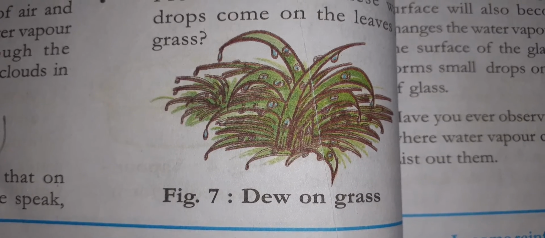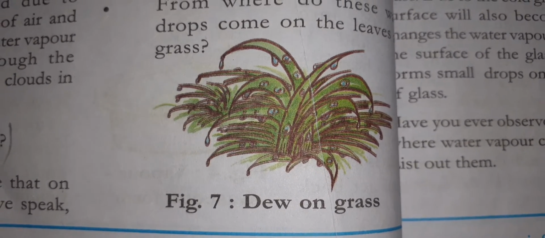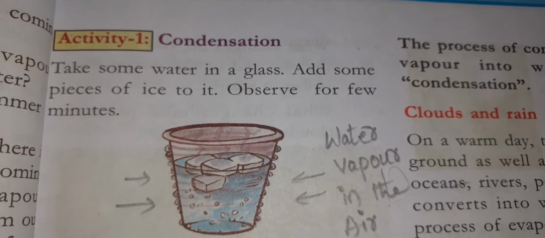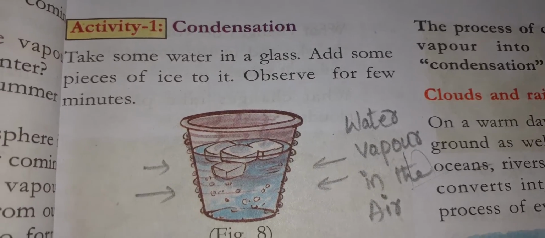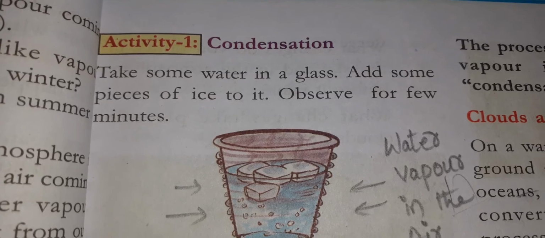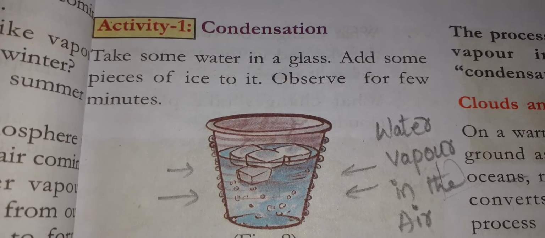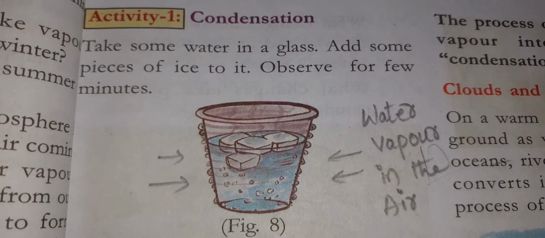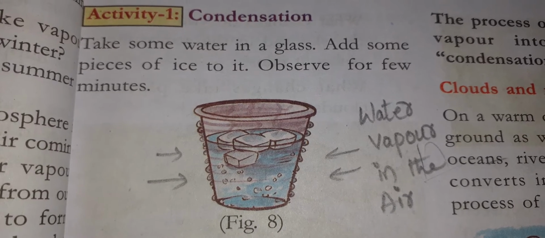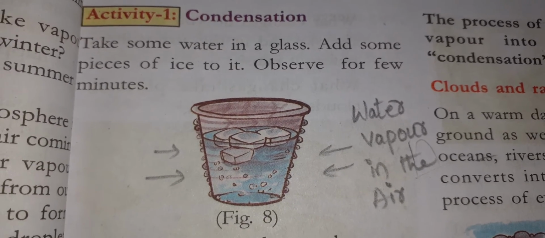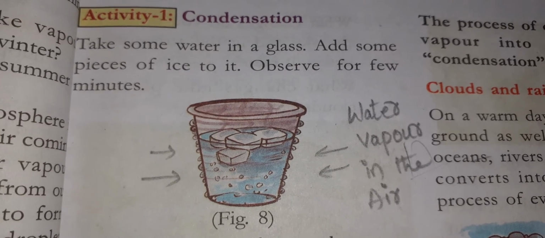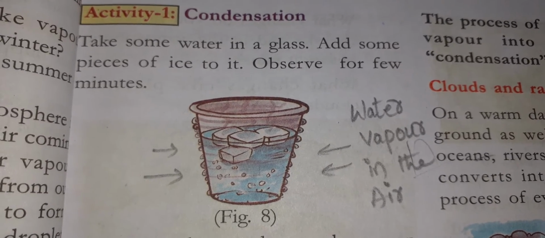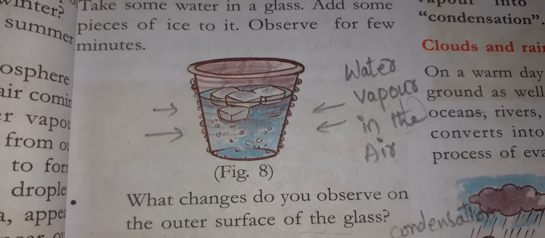Just you see here some dew on grasses is there. So students, I already told you what is meant by condensation. Condensation, the process of conversion of water vapor into water, we call condensation. So here one activity is there, we have to do this activity. In this activity, we have to take some water in a glass and we have to add some pieces of ice to it. Just you see here like this.